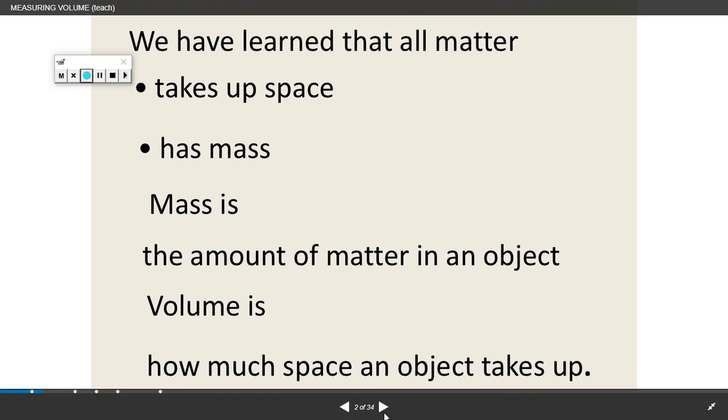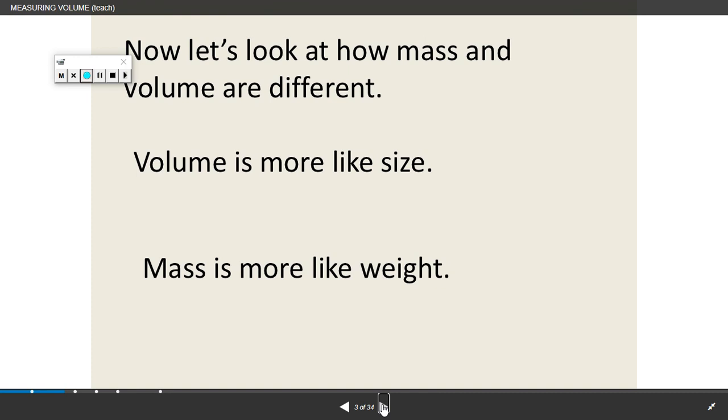Today's lesson is about volume and how we can measure volume. Again, volume is how much space an object takes up. Now let's see how mass and volume are different. Volume is like size. Is this thing big or small? Does it take a lot of space or a small space?